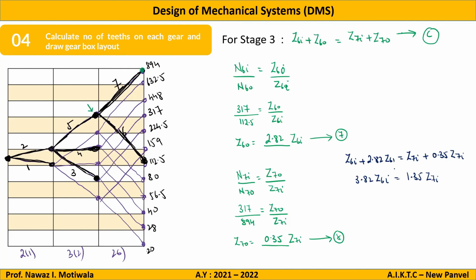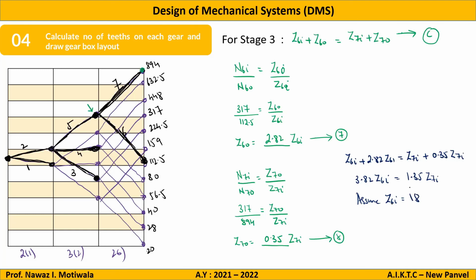So again, we have to assume something because there are two unknowns and we have only one equation. The assumption will be that the minimum number of teeth is 18. And why is it an assumption? Because it is the condition of minimum number of teeth to avoid interference. And it applies to the number of teeth which has the maximum coefficient. So 3.82 has the maximum coefficient. Hence, I will assume Z6I is equal to 18.